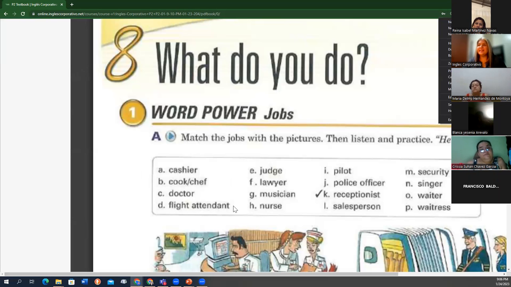We have vocabulary about jobs here. Doctor, flight attendant, judge, lawyer, musician, nurse, pilot, police officer, receptionist, salesperson, security guard, singer, waiter, and waitress. Okay. Did you find new vocabulary here? ¿Encontraron nuevo vocabulario? ¿O ya se lo sabían todo? Musician, nunca lo había escuchado yo.